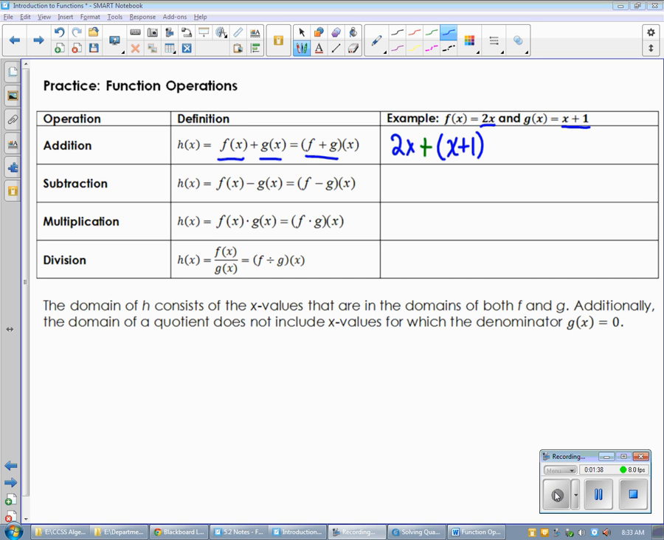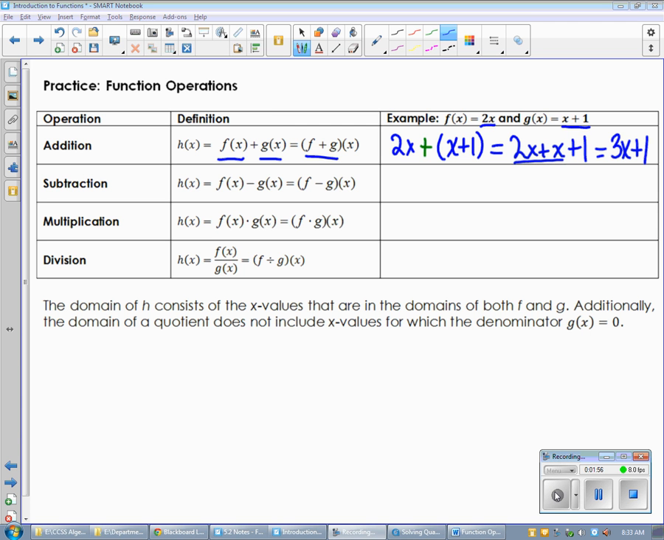Now, since all of the operations in this expression are addition, I know that addition is both commutative and associative, which basically means I can switch around the grouping symbols, I can switch around the order of my terms, and this expression is equivalent to 2x plus x plus 1. And so if I group my like terms together, I've got 2x plus x, which leaves me with 3x plus 1. So addition is pretty straightforward.